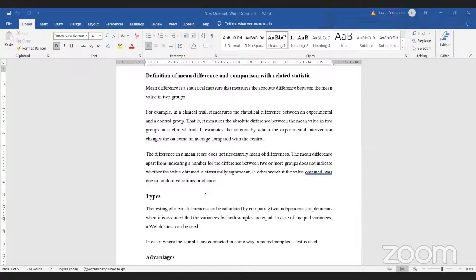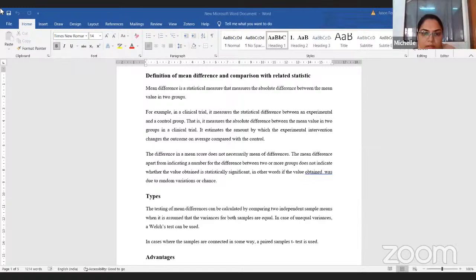I have a question, Shashwati here. Yes, Michelle? In the third paragraph, the starting line says the difference in a mean score does not necessarily mean of differences. Can we put it in a different way? Maybe, I think we can delete the word "of": the difference in a mean score does not necessarily mean differences.